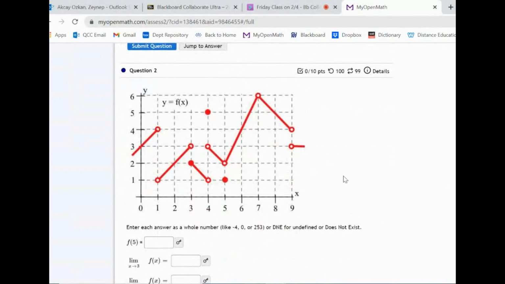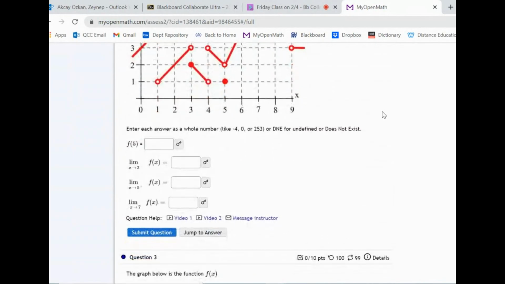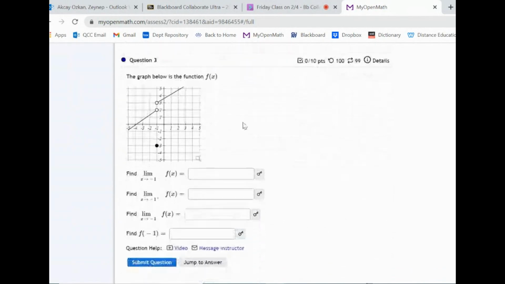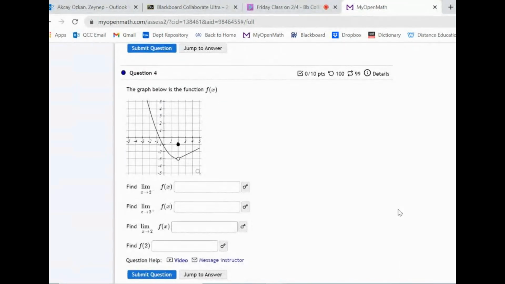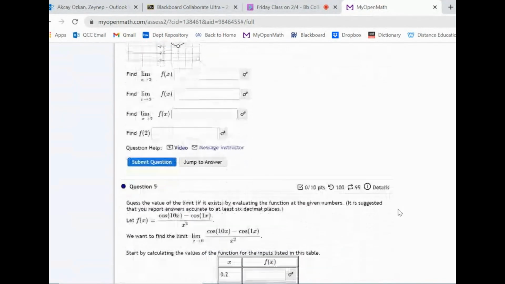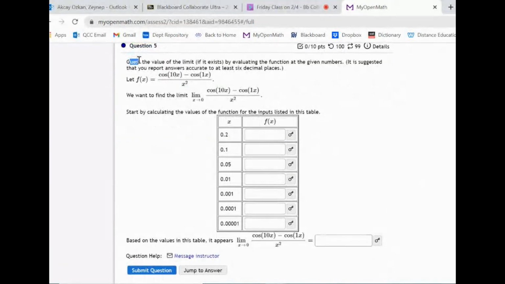look at this graph and just find the limit at some of these points, and find the function value. So just like the problems we did: the left limit, right limit, and the function value. So please practice while this is fresh in your minds. So these are graphical questions.